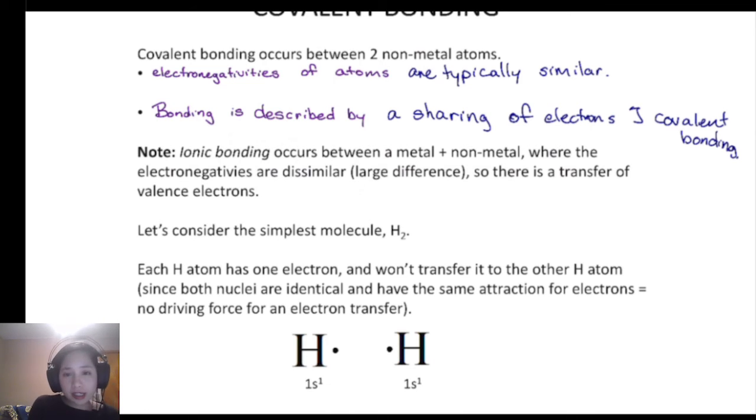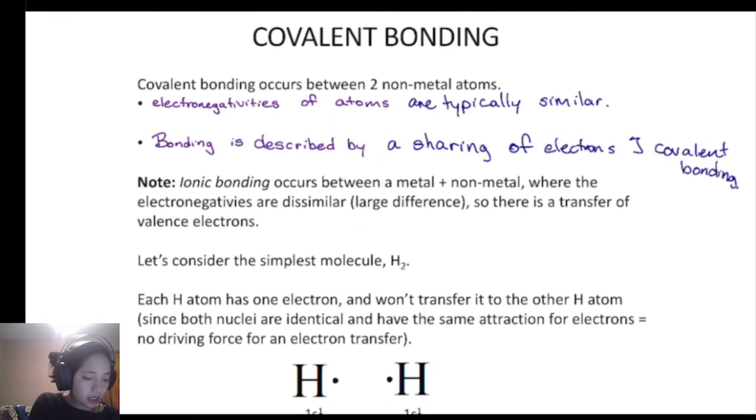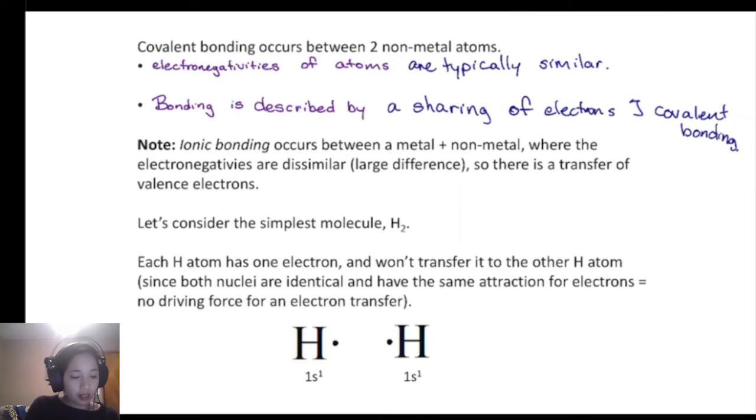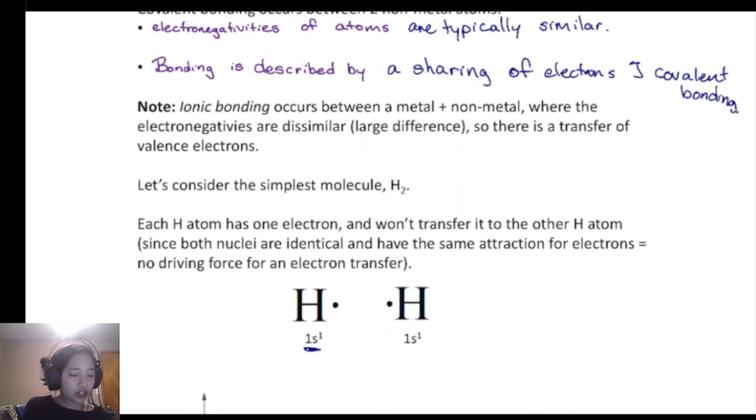All right. So the simplest case, when we talk about covalent bonding, is diatomic hydrogen, or H2. So if you look at the periodic table, each hydrogen has one electron on it. If you write out the electron configuration, it is 1s1. So there's one electron. So I have the Lewis dot structure for hydrogen here. But because we're bringing together two hydrogen atoms, I've actually drawn the Lewis structure twice here. All right, and since both nuclei are identical, they have the same attraction for electrons, meaning the difference of electronegativity is equal to 0.